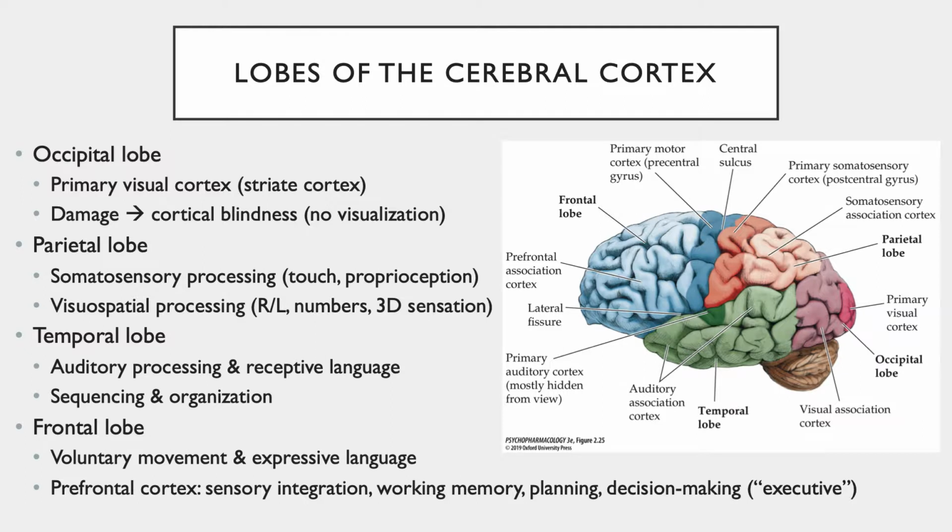Let's start with the occipital lobe. The primary visual cortex is located within the occipital lobe. The primary visual cortex is sometimes referred to as the striate cortex because it appears striped in a cross-section. Damage to the occipital lobe can result in a condition known as cortical blindness. Unlike in many other cases of blindness, cortical blindness involves the lack of ability to visualize at all.